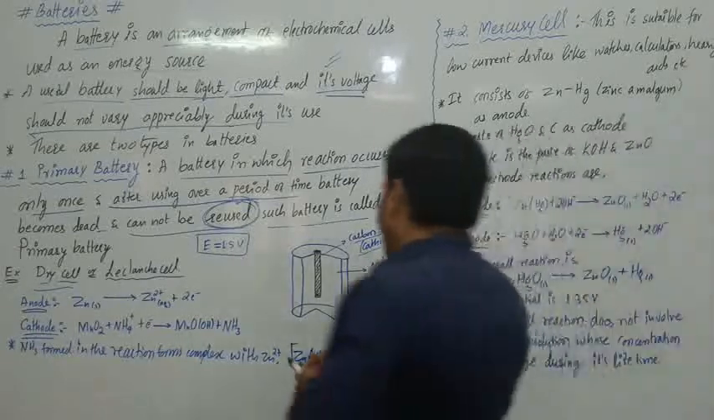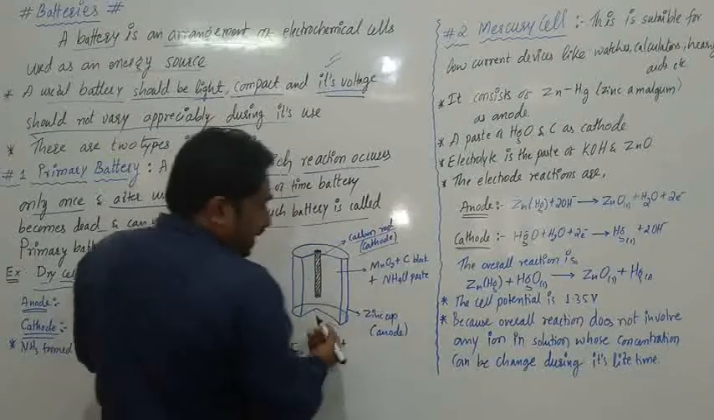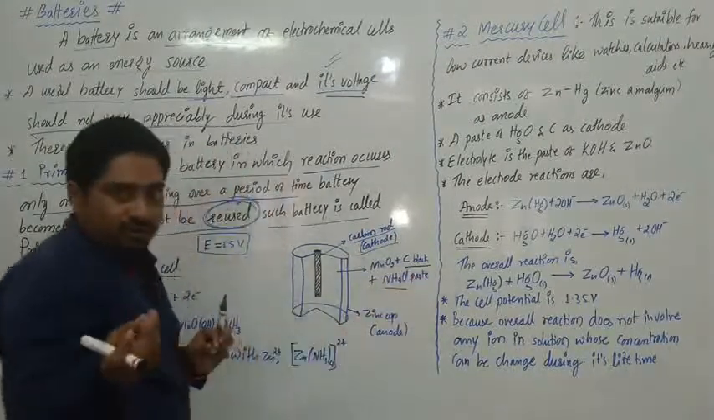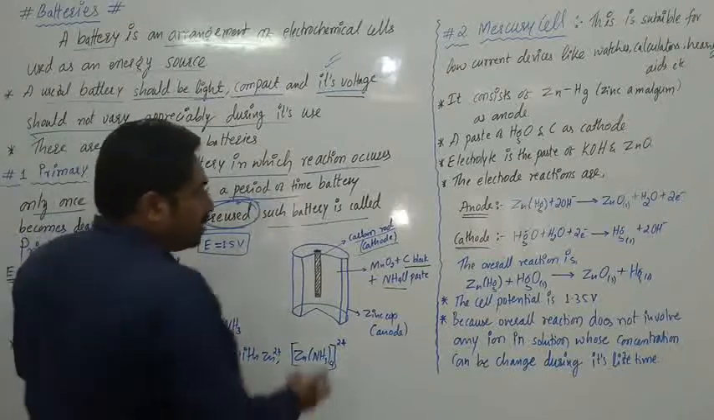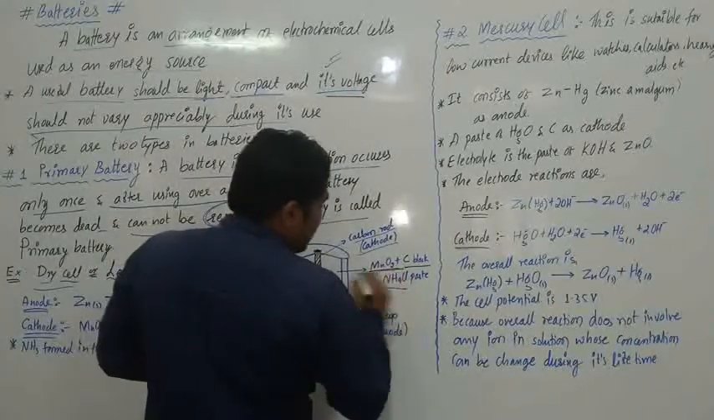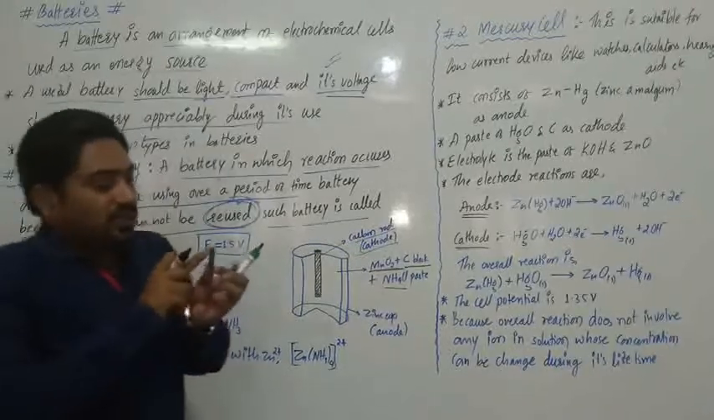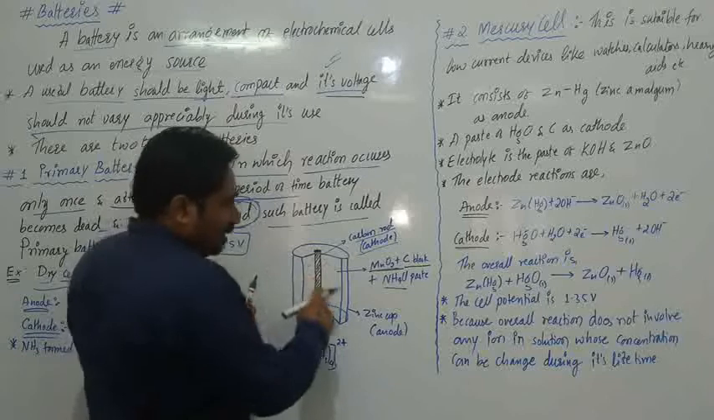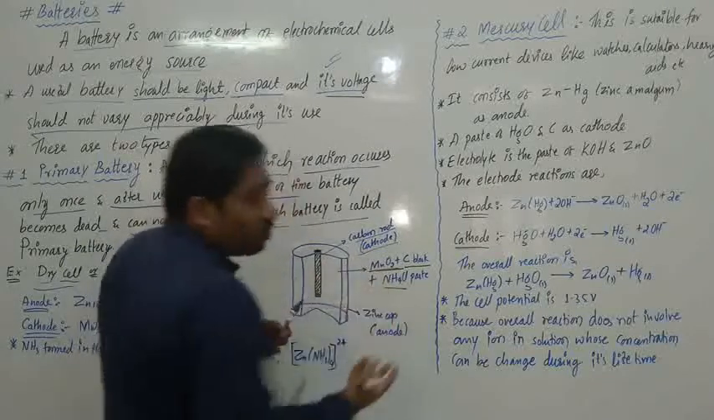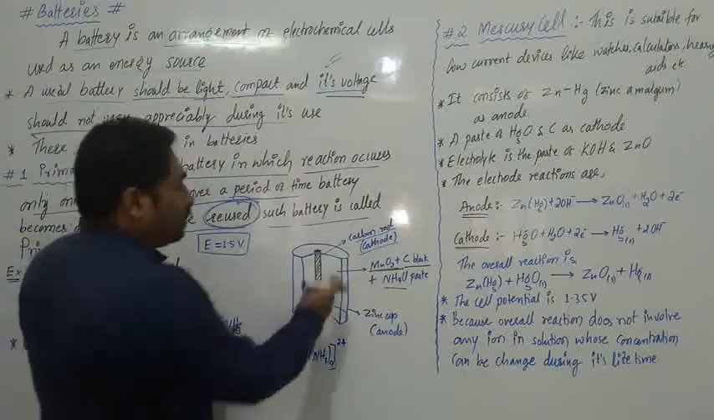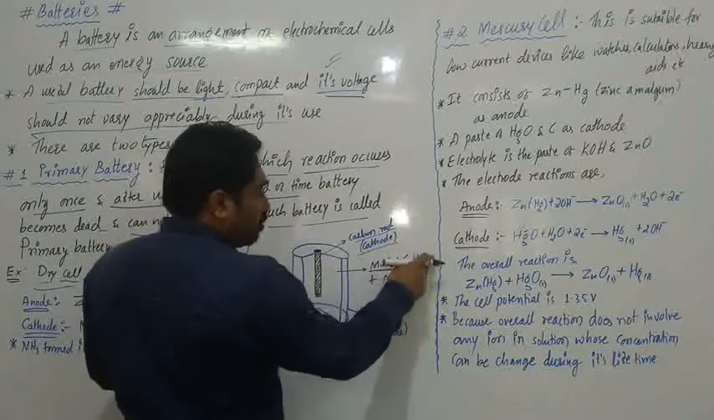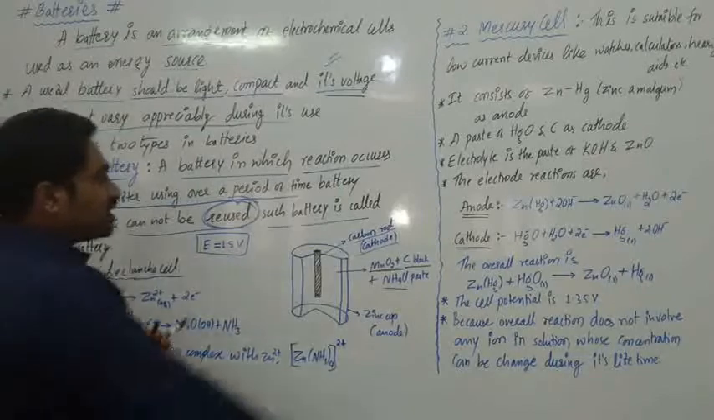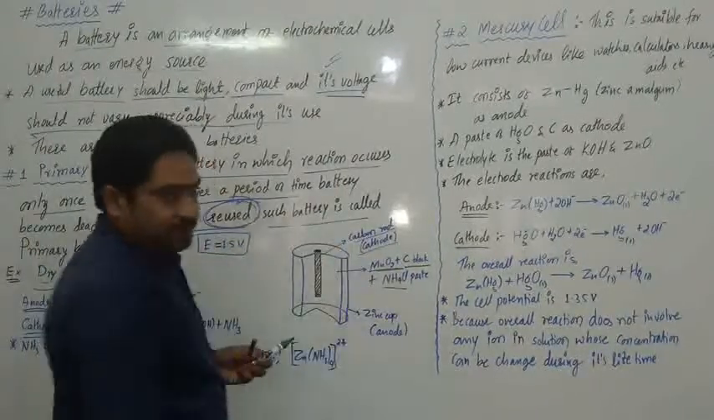The electrolyte filled here is a paste of ammonium chloride, carbon black, and manganese oxide, MnO2. Carbon black is nothing but carbon powder. So what is the electrolyte? The mixture of MnO2, carbon black or carbon powder, and ammonium chloride paste, isn't it? This behaves as our electrolyte.